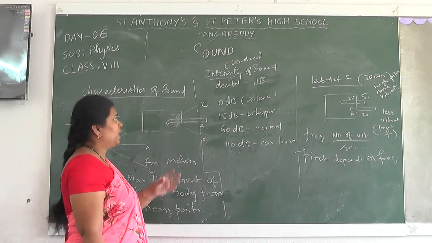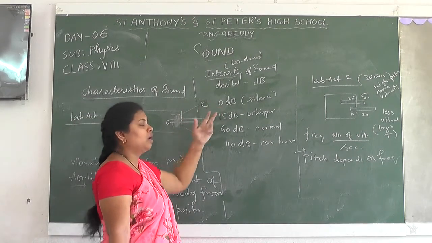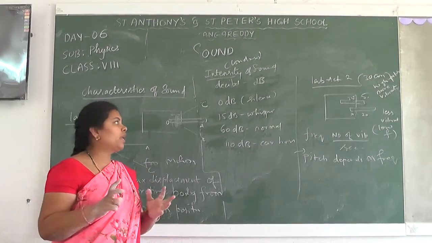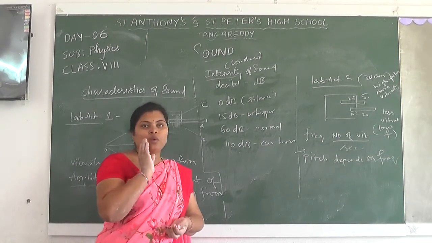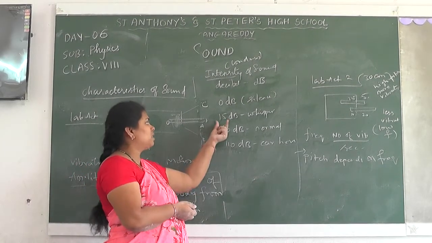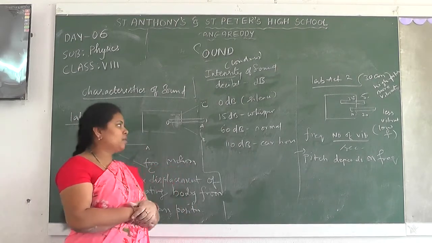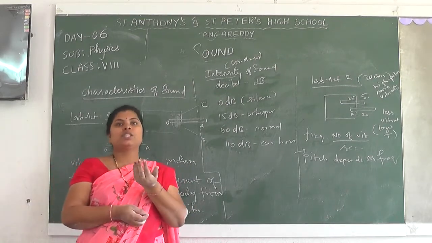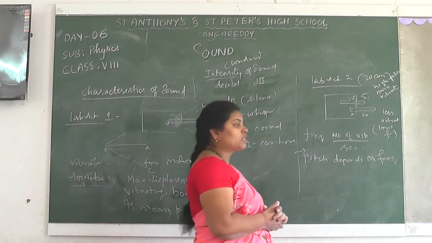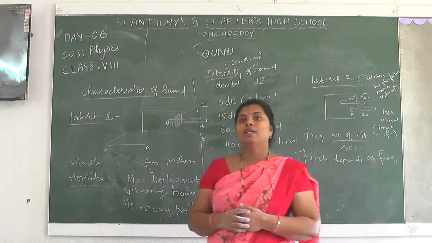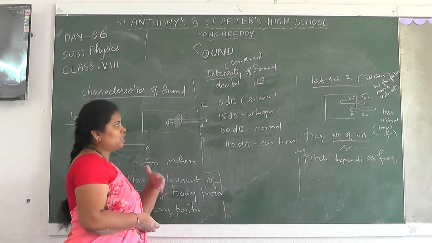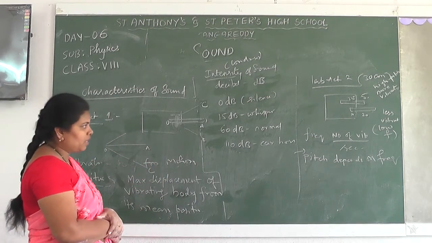Here are a few intensities of sound. 0 decibels: the complete silence, the intensity of sound when it is so silent, is 0 decibels. When I whisper, like talking very slowly, it is 15 decibels. A normal conversation between two people will be 60 decibels. And car horns and all in traffic, it is 110 decibels. The intensities of different sounds are given like this.